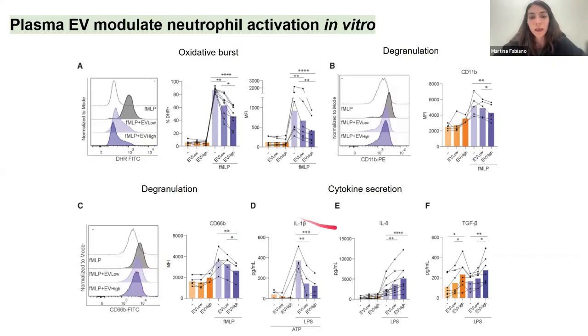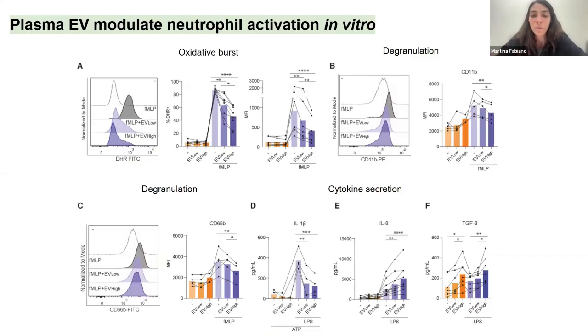After that, we analyzed the neutrophil cytokine secretion profile. We analyzed IL-1 beta, which is a canonical inflammatory cytokine. As you can see here, with EV treatment and LPS with ATP, in order for the inflammasome to be really activated, neutrophils secreted less IL-1 beta, following the same direction as the previous results. However, we also analyzed IL-8 and TGF-beta.